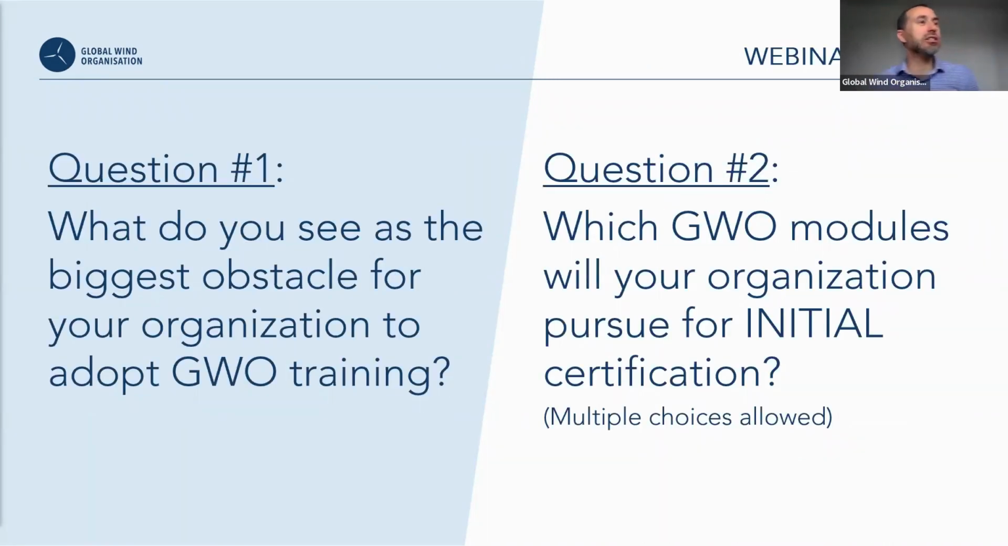So we're coming towards the end. After going through a lot of this, you may be a little overwhelmed, you may be a little bit bewildered, but I want to ask how you're feeling about this. The first question you're going to see on the poll is, after going through those four elements, what do you see as the biggest obstacle for your organization to adopt GWO training? And then the second question, which you can actually choose multiple answers for, is if you are considering GWO certification, which modules will your organization pursue for your initial certification?